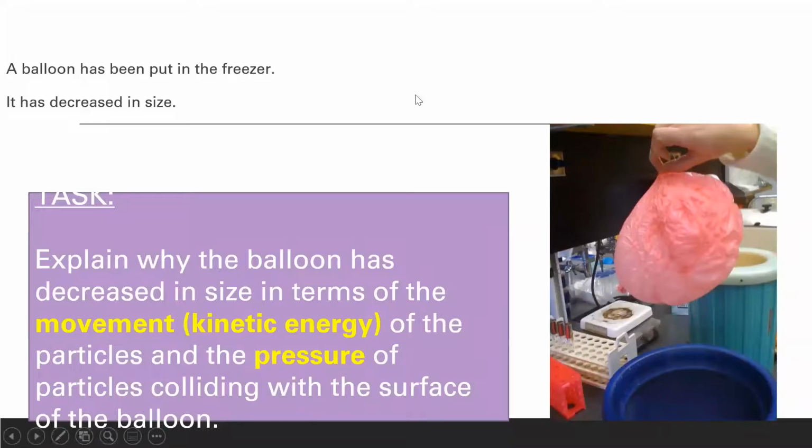So another interesting thing is that if you put a balloon in the freezer, it's a perfectly safe experiment, it will decrease in size. If it goes in a very cold room, I did this one.